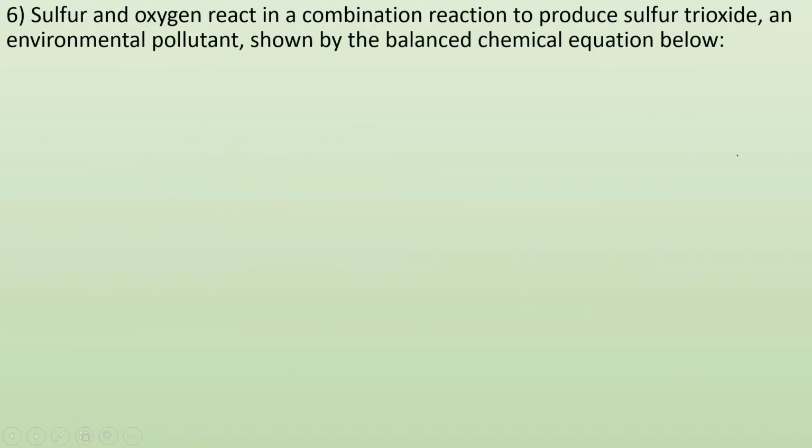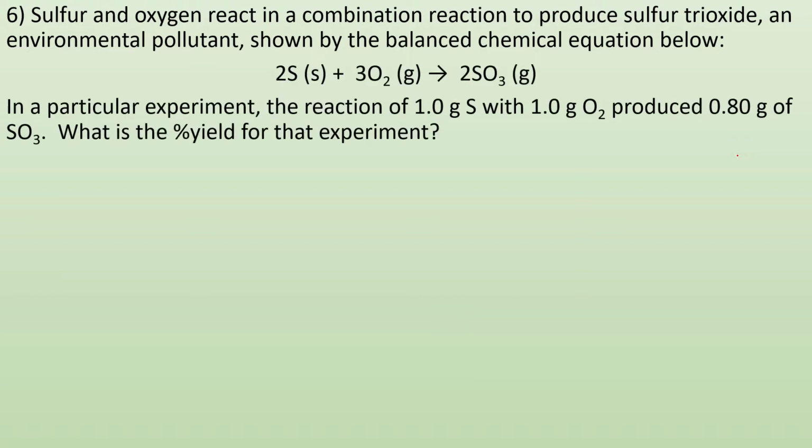All right, last question, 6. Sulfur and oxygen react in a combination reaction to produce sulfur trioxide, an environmental pollutant shown by the balanced chemical equation below. In a particular experiment, the reaction of 1 gram of sulfur and 1 gram of oxygen produced 0.8 grams of SO3. What is the percent yield for this experiment?